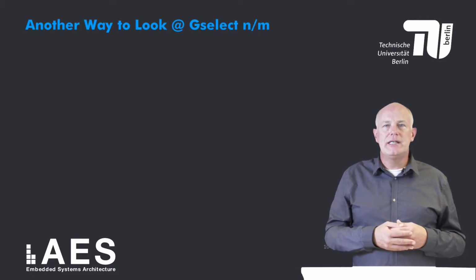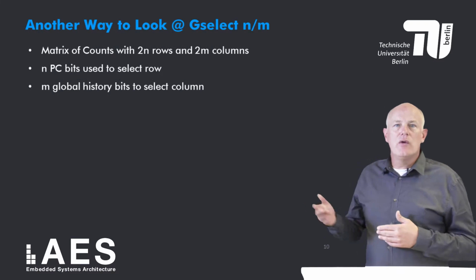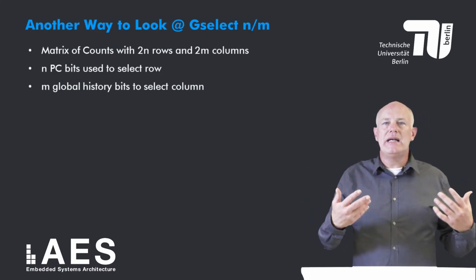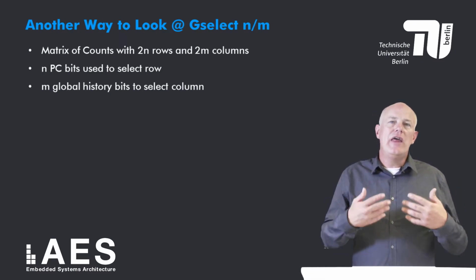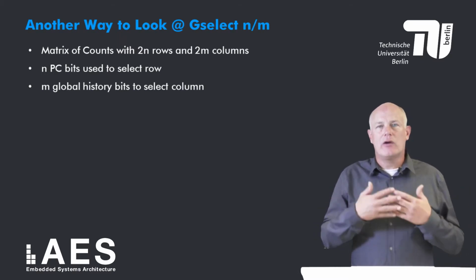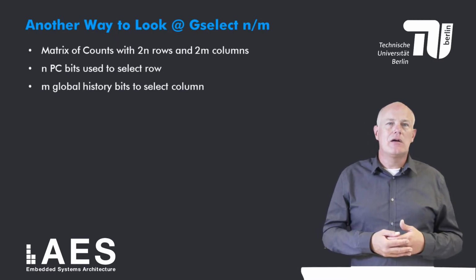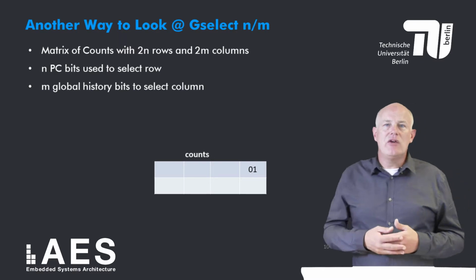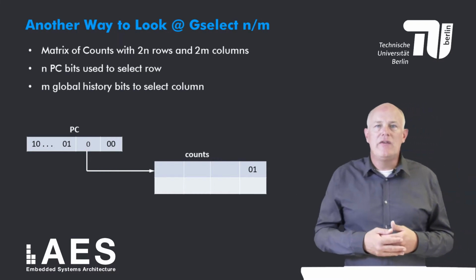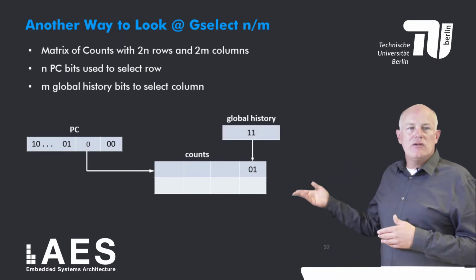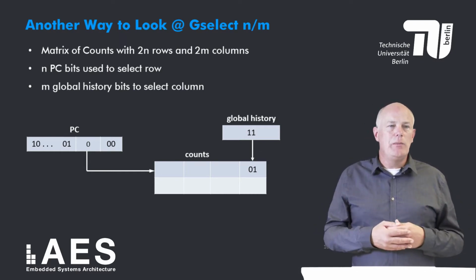Here's another way to look at gselect. This view used to be present in an earlier edition of the textbook. In this view, the counts are not viewed as a table but as a matrix with 2 to the power of n rows and 2 to the power of m columns. Then n bits from the PC are used to select the correct row from this matrix, and m global history bits are used to select the correct column. For example, here's the matrix of counts. In this example there are 2 rows and 4 columns. So 1 bit from the PC is used to select the correct row, and 2 global history bits are used to select the right column. The count is 01, so the prediction will be not taken.